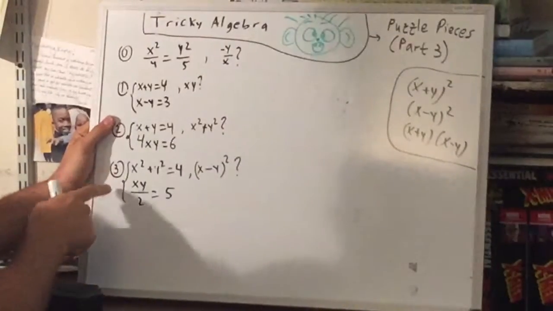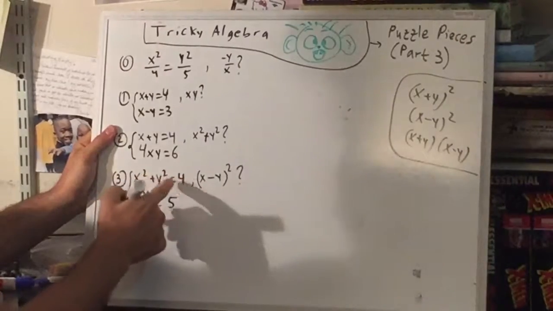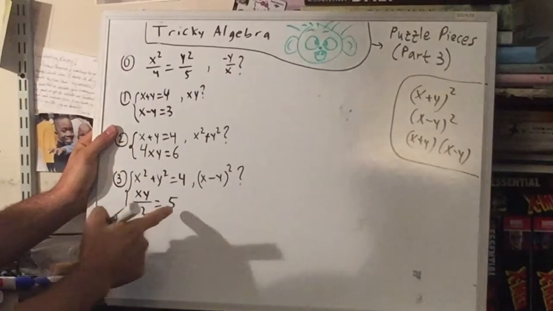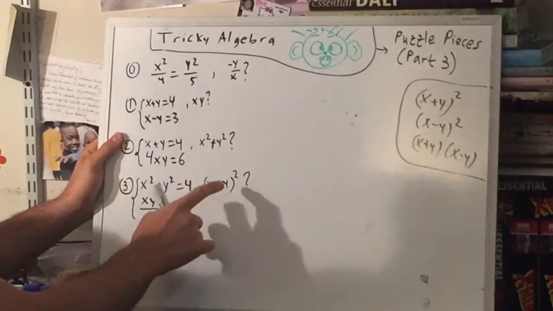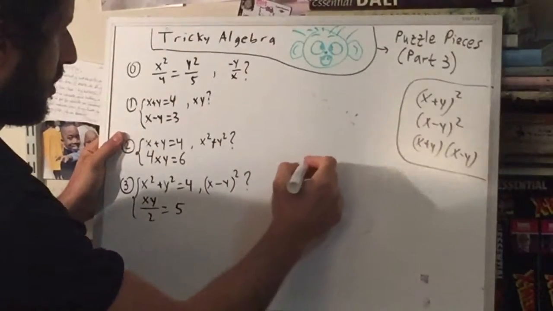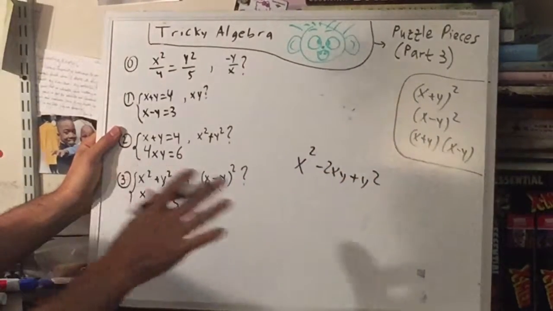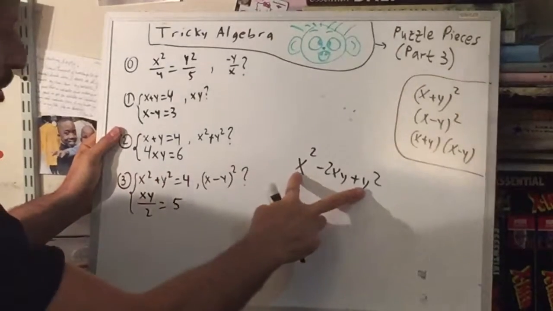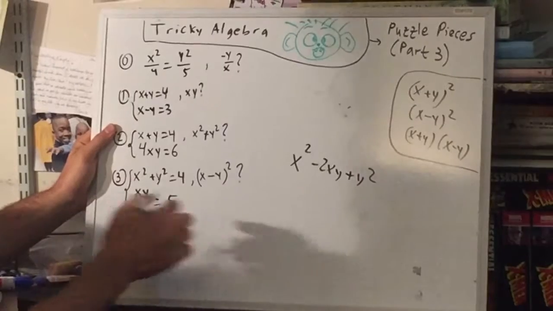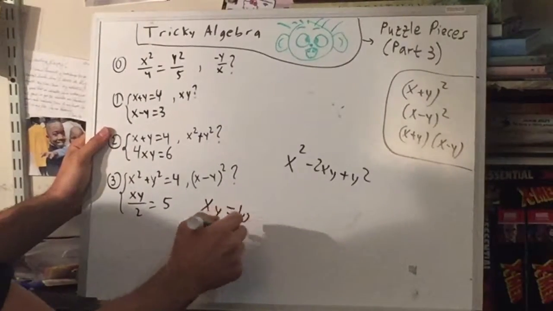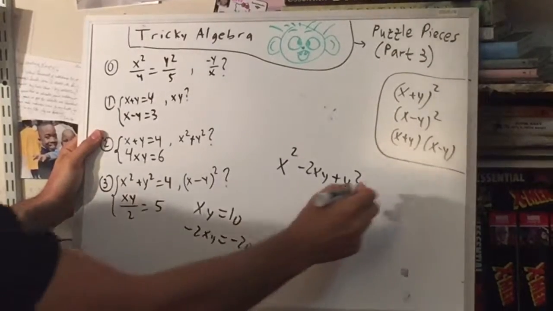All right, number 3, again, same idea. We have x squared plus y squared is 4, and xy over 2 is 5. So how can we use these pieces to create that? Let's expand this first. Now it looks a little bit better. We already have these parts, and we can get this very easily. If xy over 2 is 5, that means xy is 10, and negative 2xy is negative 20.